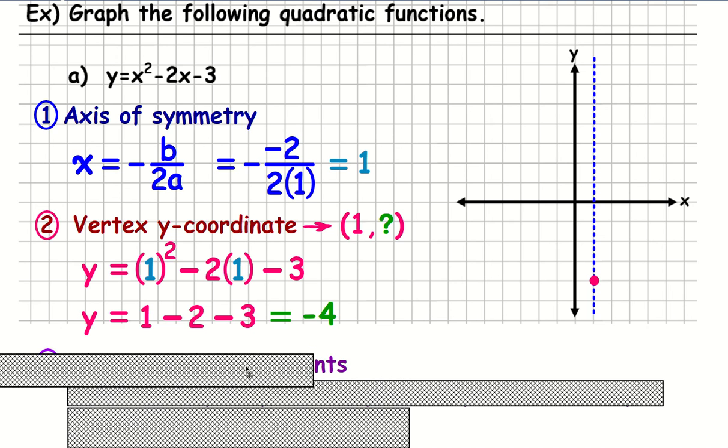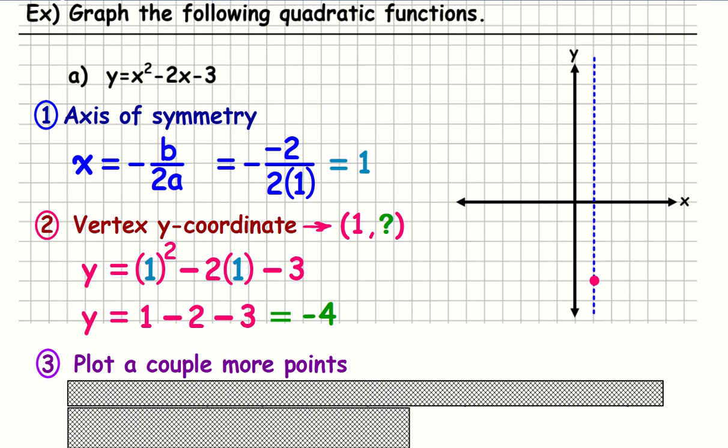And the third thing that we do is we just plot a couple more points. We can plot as many other points as we want. We could plug in whatever we want to get additional points. Now, remember, it's really important knowing which point is the vertex, so you've got to go through these steps to figure out what point is actually the vertex. You wouldn't just want to guess and check, plugging in a bunch of random x values and guessing which one is the all-important vertex.